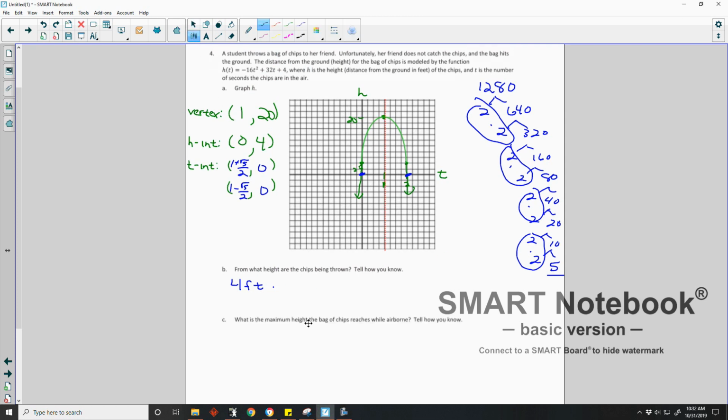Okay, now it says, what is the maximum height the bag of chips reaches while airborne? Tell how you know. And the answer is 20 feet. Wow, she really threw it up there. Okay, right here is my maximum. And that is the y value of the vertex. And that is how we know.